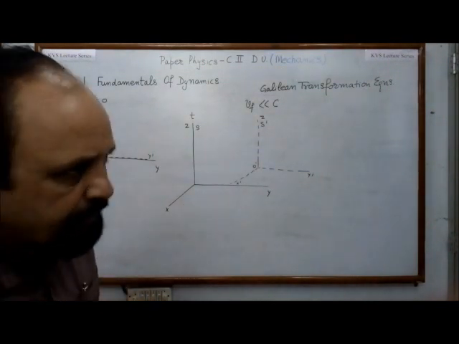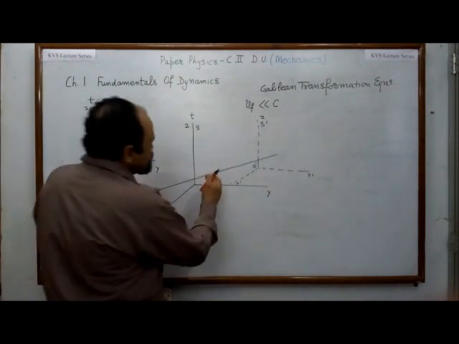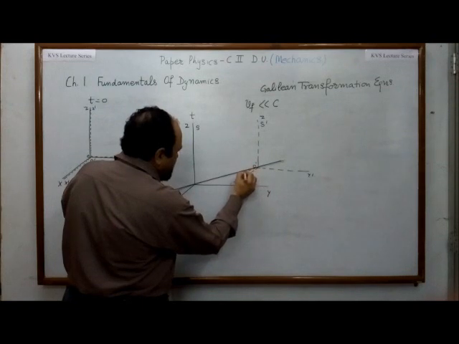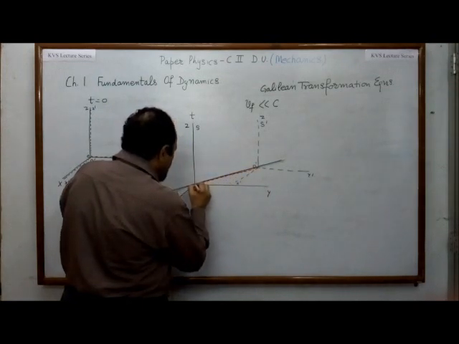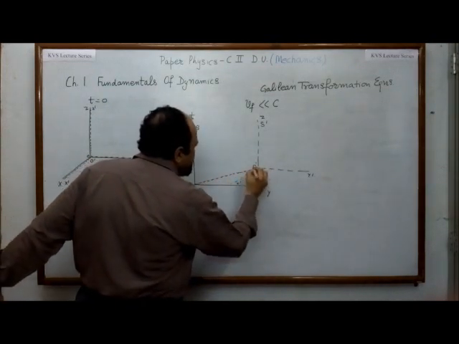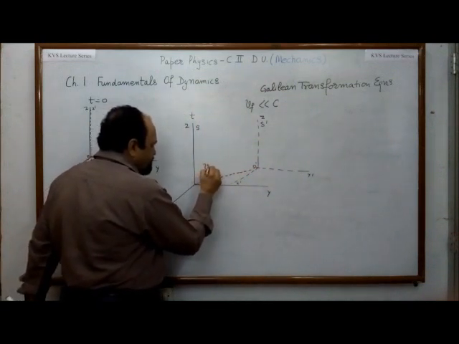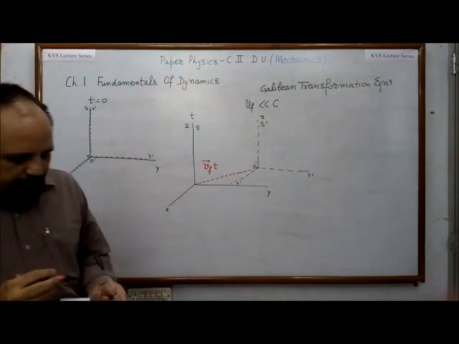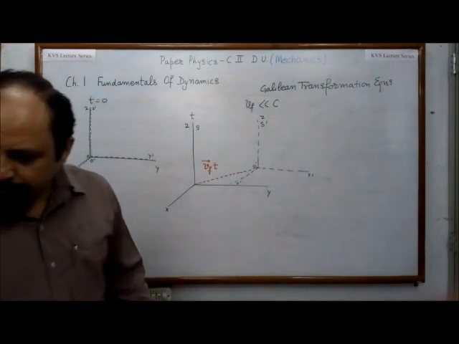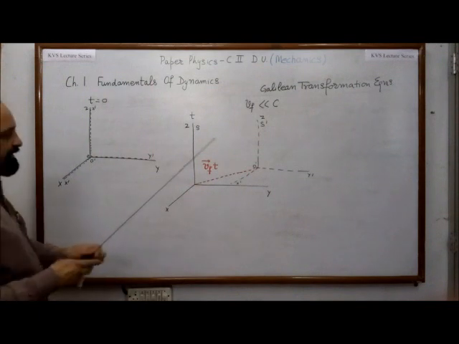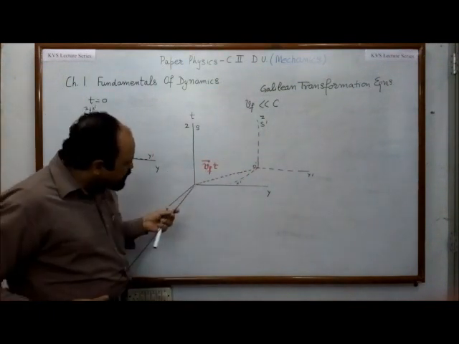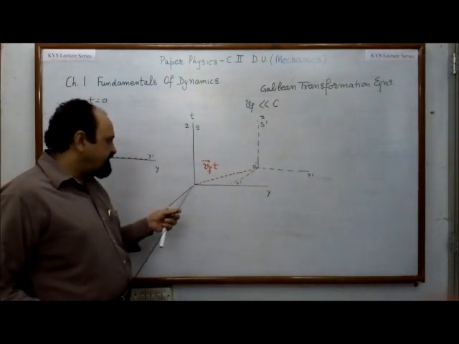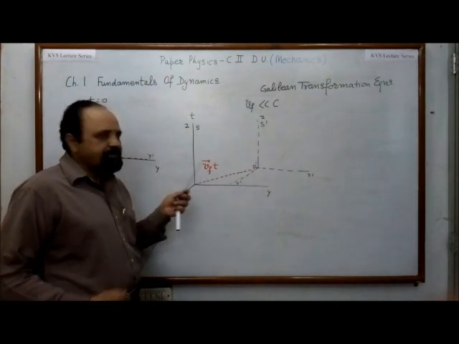If I join it, this vector is Vf vector into time t, because they were coinciding with each other in the beginning, and then this frame S' has moved with the velocity Vf, and obviously will cover a displacement which is Vft.